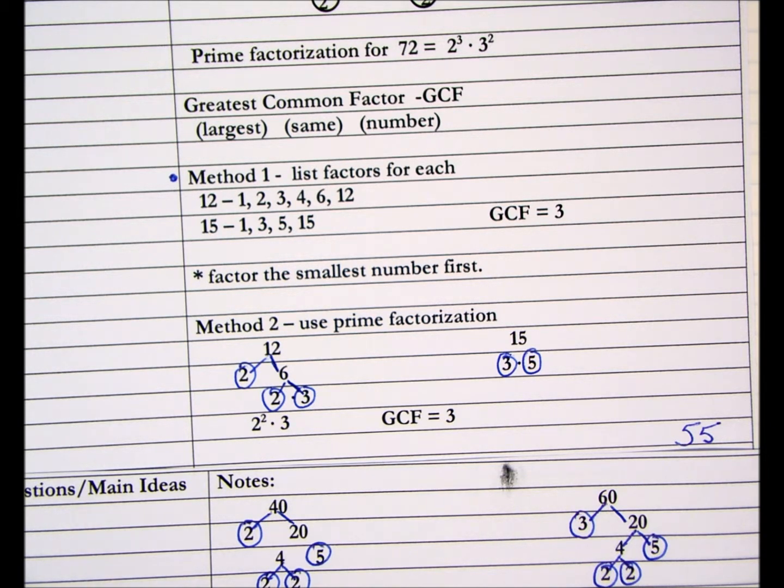So it's a little different when you're finding the greatest common factor here. So we use 2 squared instead of 2 cubed, because this one doesn't have 2 cubed.